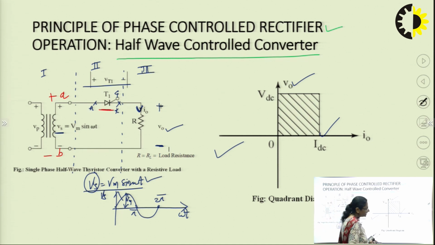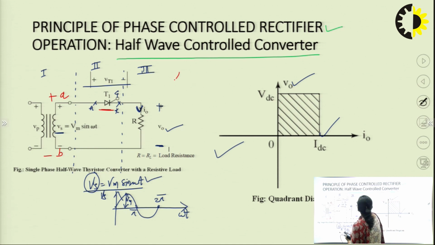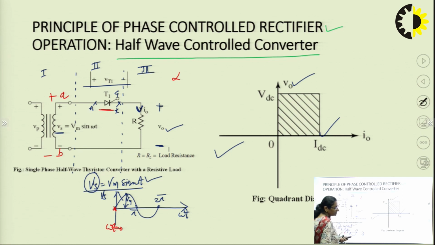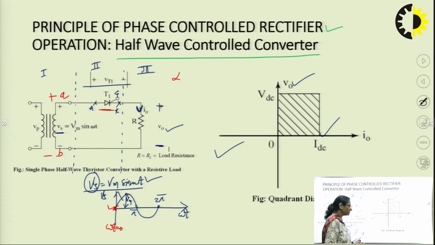Now, depending upon the requirement, suppose we are triggering the thyristor T1 at a certain firing angle alpha. The thyristor becomes forward biased at this instant, just after this. What is this? This is omega t equals 0, the positive zero crossing of the supply voltage. You must be aware of the positive and negative zero crossing. The zero crossing after which the voltage becomes positive is the positive zero crossing, and the zero crossing after which the voltage becomes negative is the negative zero crossing.